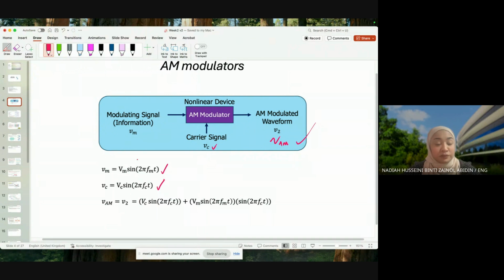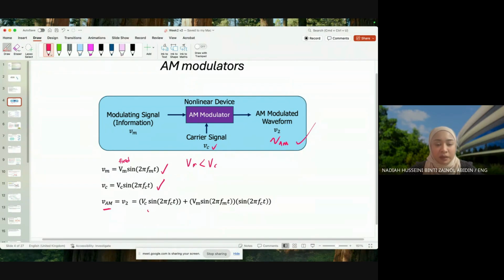VM is a fixed value. VM needs to be less than VC. That was the condition. Then this is the sine of 2 pi fm times t, the modulating signal. Then we have VC, the peak voltage of the carrier signal, times the sine of 2 pi fc t, where fc is the carrier frequency. Combining these two in an AM modulator gives you an AM signal, which is the following.